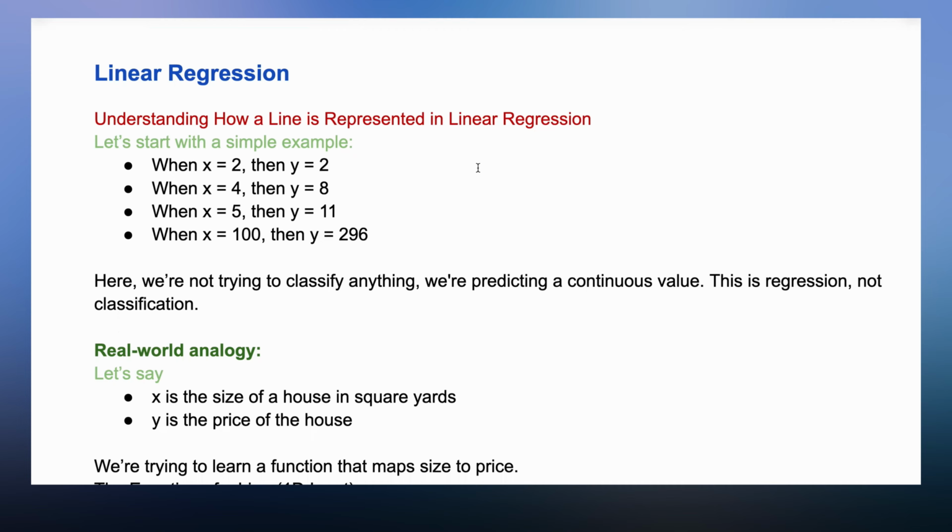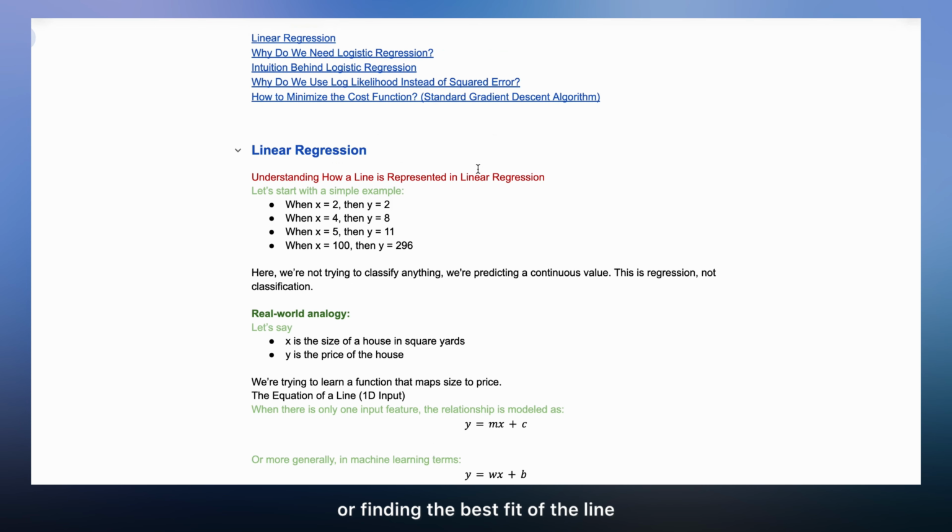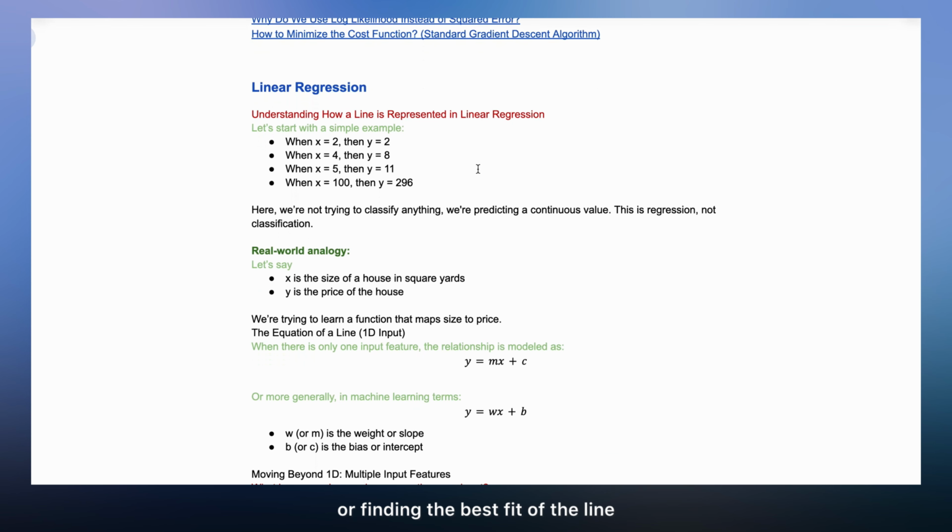Machine learning starts here, which is basically your linear regression. We first understood how to represent a line, and representing a line, or fitting a line onto some data points, was named fitting a line, or finding the best fit of the line that fits the current data. And obviously the algorithm turned out to be linear regression, right? So now we have to understand from first principles everything around this particular algorithm.